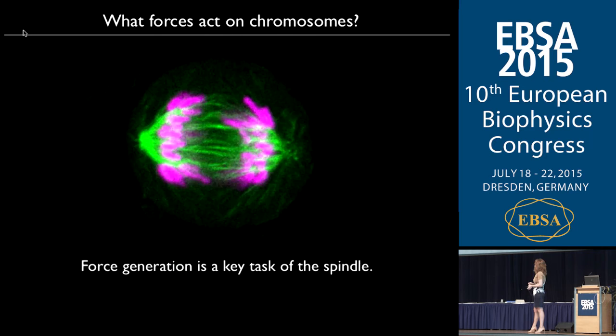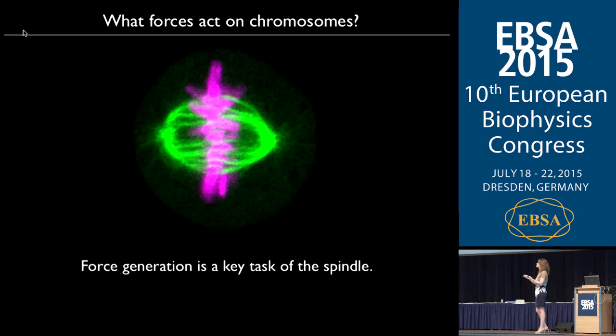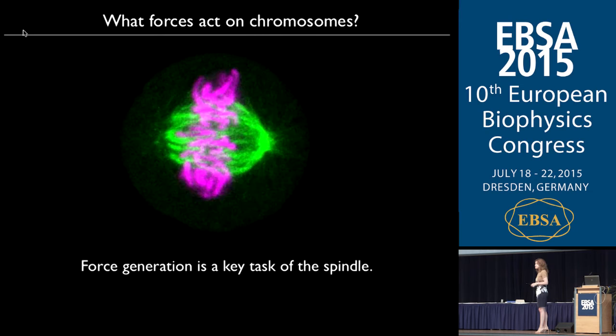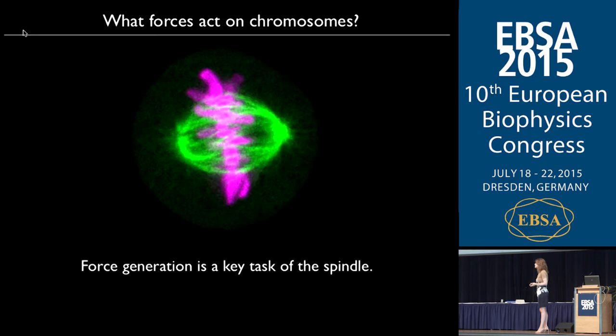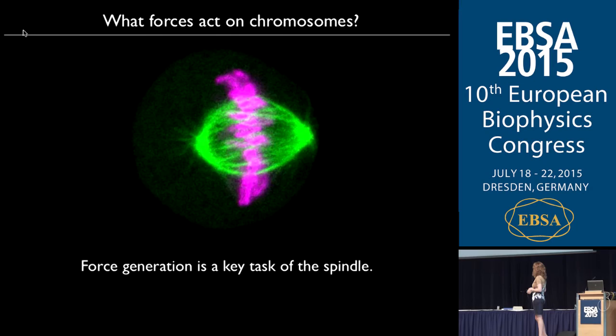So the second story is about the forces that act on the kinetochores, because this is our second important question about the spindle. The key task of the spindle is to generate these forces that will eventually segregate the chromosomes, as you can see in this movie. Many mechanisms have been proposed so far for how and where these forces are generated, but we still don't understand how the spindle really generates these forces and how they are regulated to act at the proper place and at the proper time during mitosis.